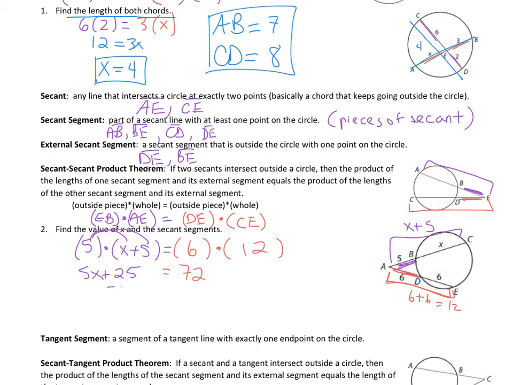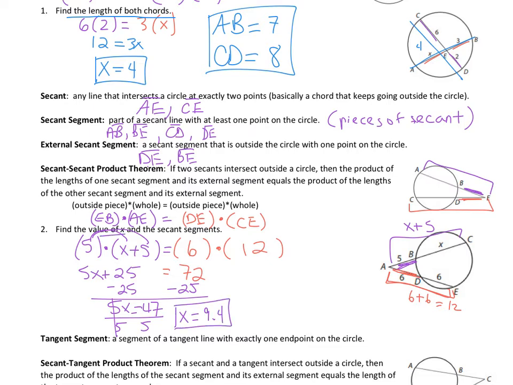And now we need to solve for x, so we subtract our 25 from both sides, and we get 5x equals 47, and we divide both sides by 5 to get rid of the 5, and we get x equals 9.4. Now realize that that's okay if we get a decimal number, sometimes that will happen.